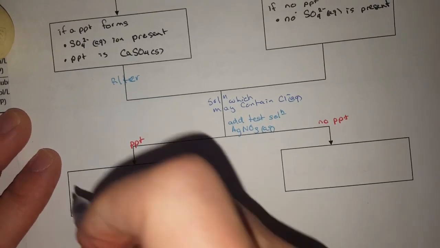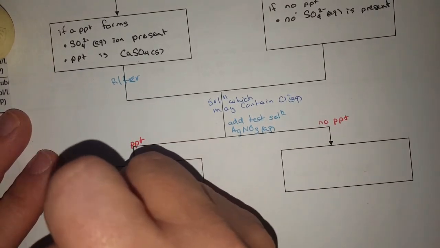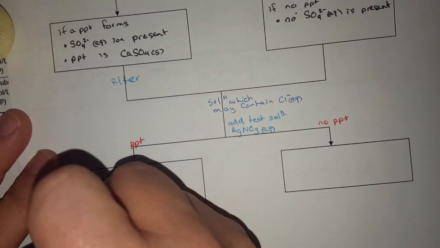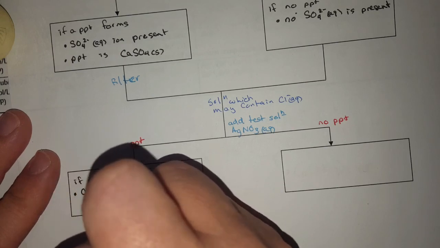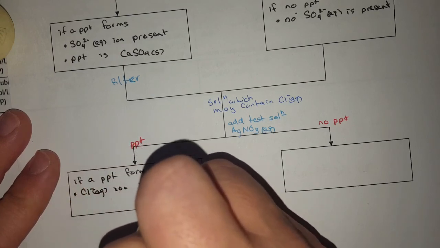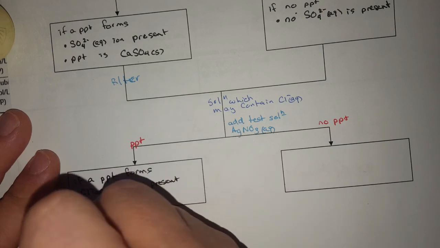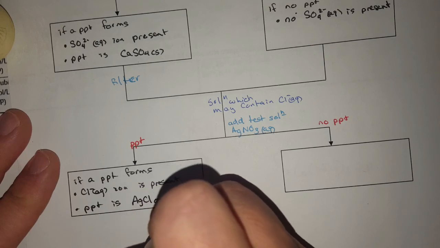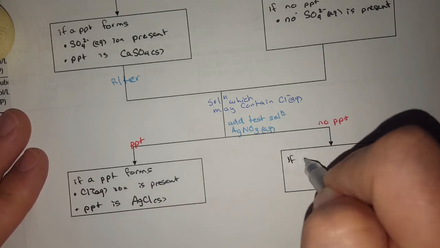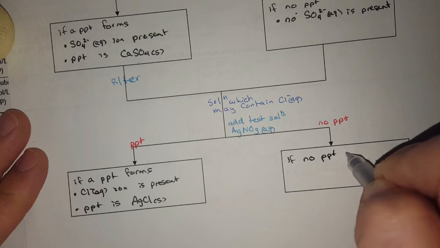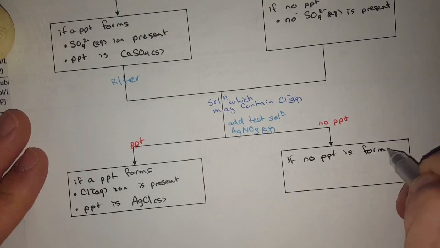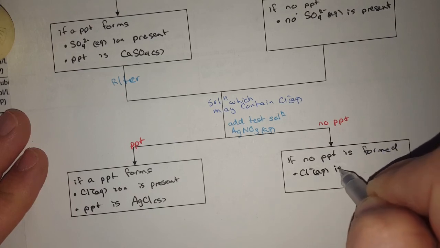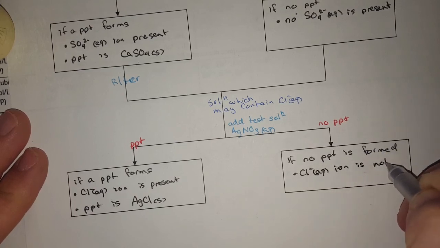Okay, and we can say if a precipitate forms, then chloride ion is present, and our precipitate is silver chloride. And if no precipitate is formed, all we can say is chloride ion is not present.